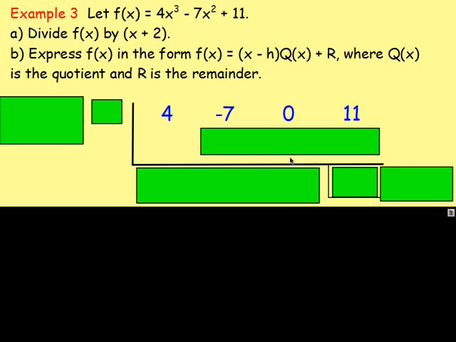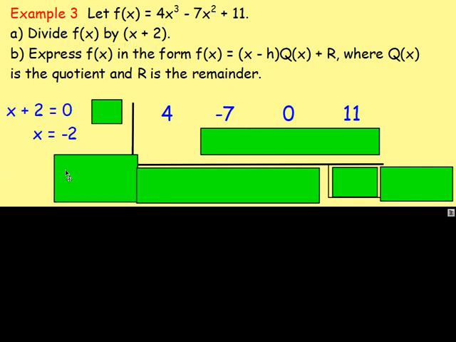So first of all, set the polynomial up in your L shape. So we've got 4x cubed, then we've got x squared, there's 0 x's, and then there's 11, so we'd have 4, negative 7, 0 and 11. Make sure you don't miss out the 0. Now, we're wanting to take the divisor, we're dividing by x plus 2, set that equal to 0, solve for x, and x is negative 2. This is the number to the left of the vertical line. Negative 2 goes in here.